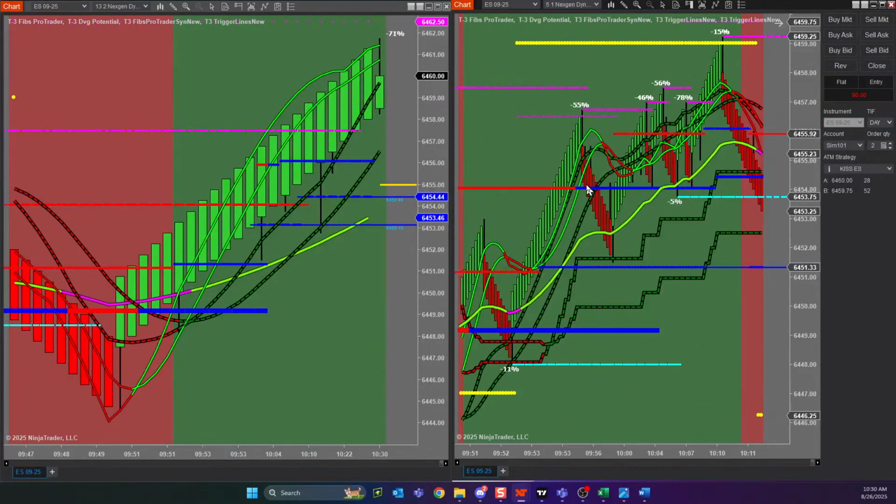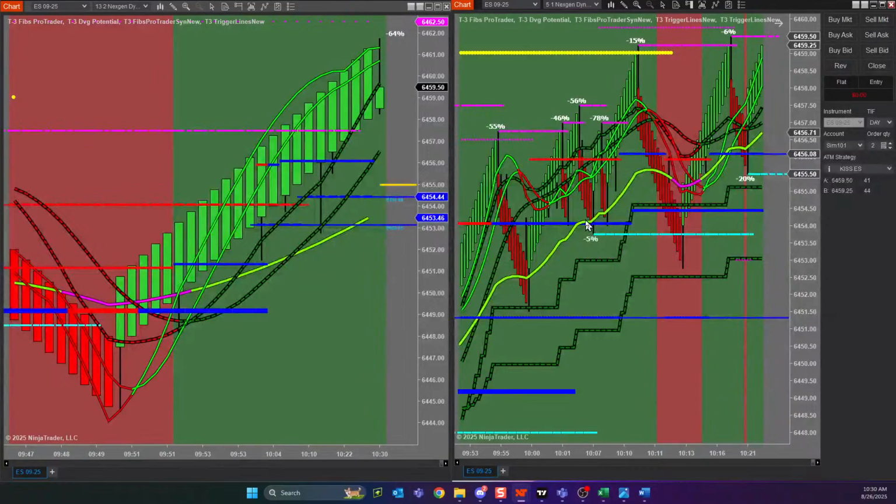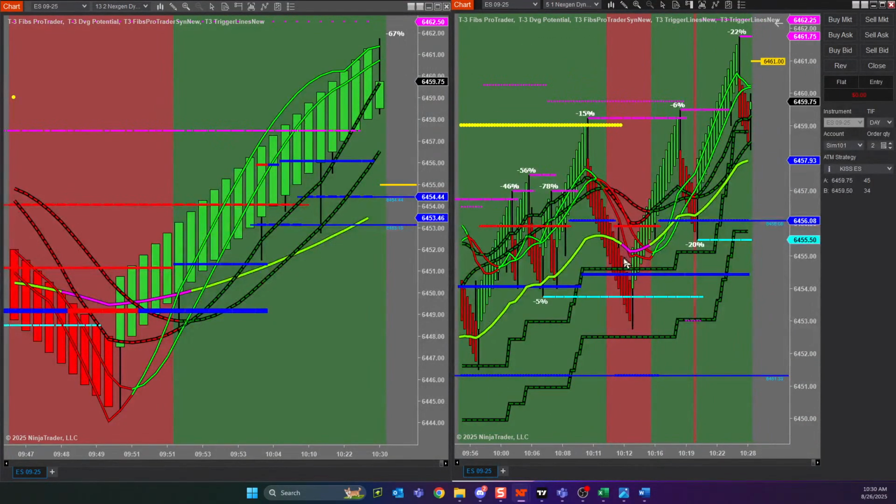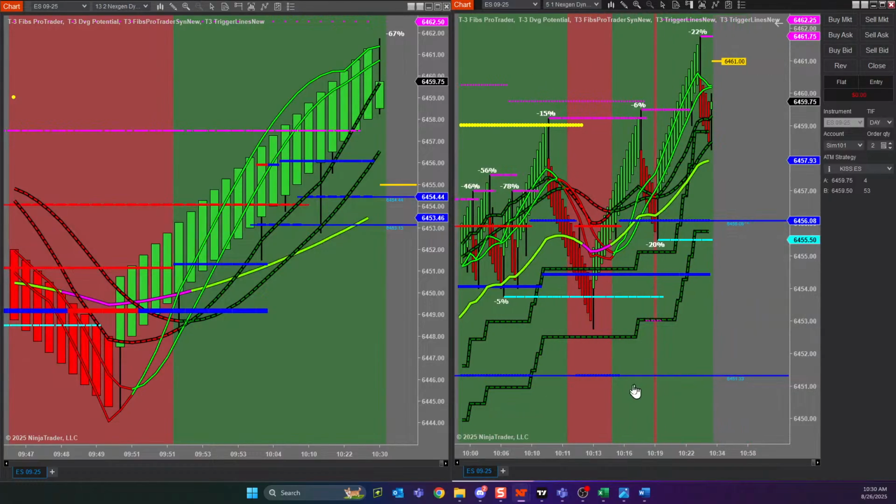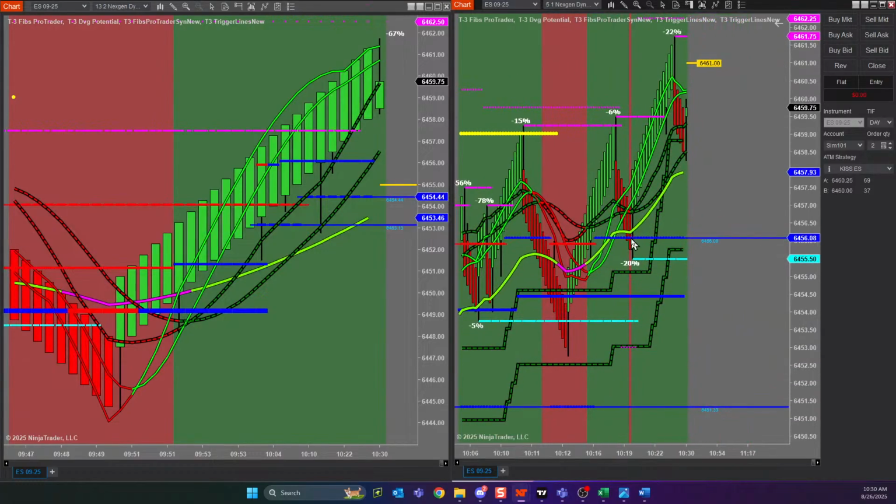Pull back to a mid-band in the retracement zone. Pull back to support in the retracement zone. Support in the retracement zone. Momentum for the win all the way through, guys. That's awesome.